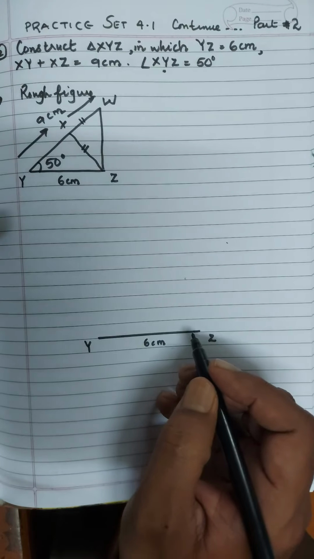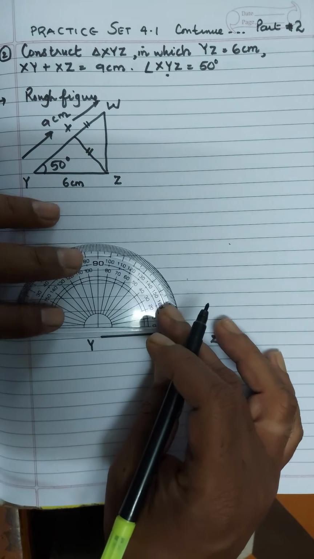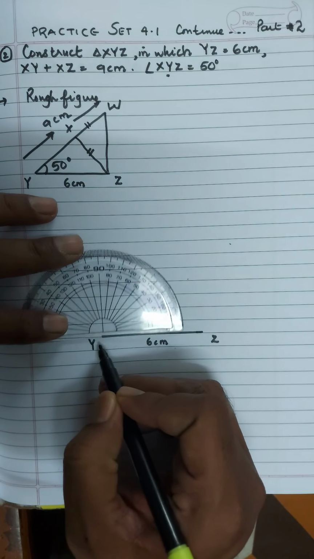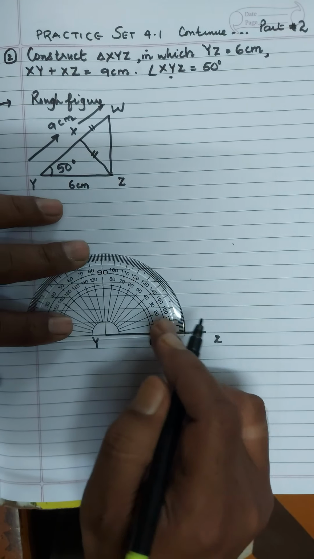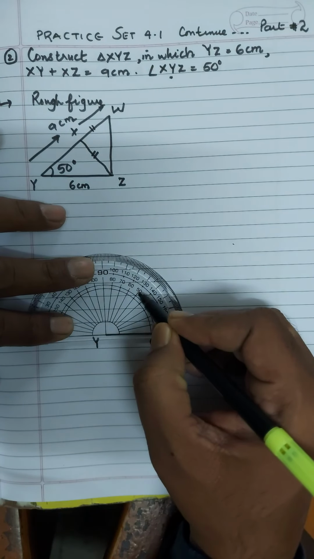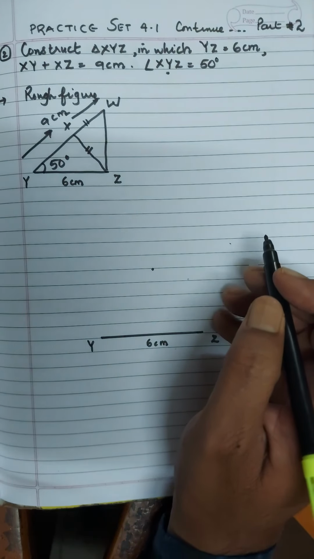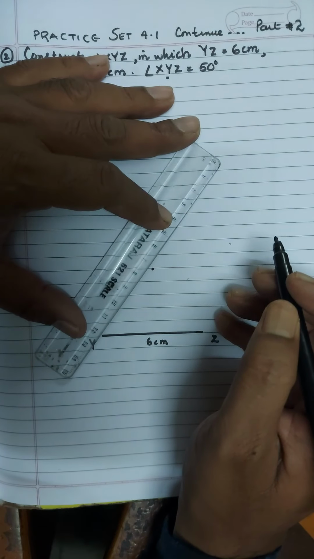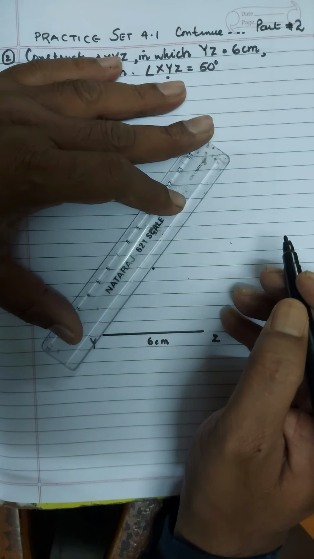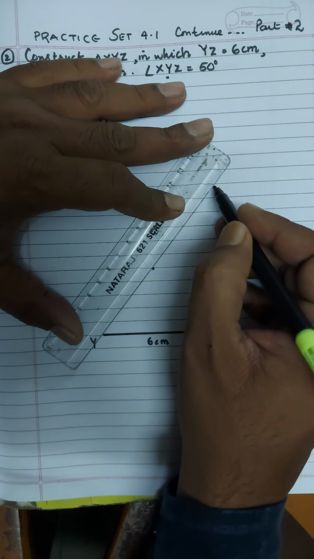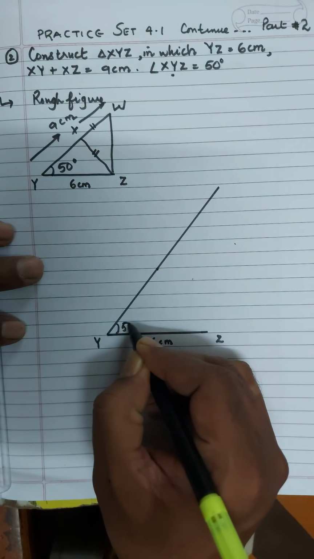After that we need to take an angle Y of 50 degree. We need to use the protractor, and we need to put the center of the protractor exactly at the corner of the point Y. So we need to mark angle 50 here, and join this point with Y by a straight line. We need to draw a straight line from that point. So this is the angle 50 degree.